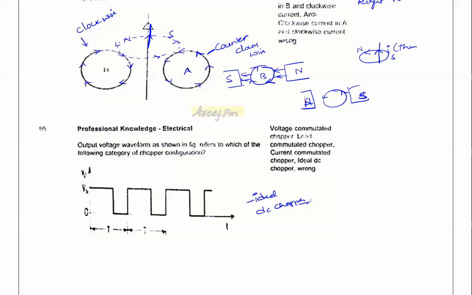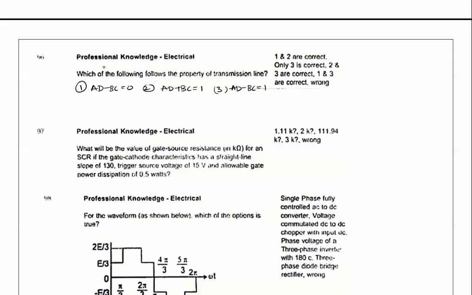So ideal chopper. The next question is which of the following follows the property of transmission line? So transmission means it's a reciprocity. They are asking for reciprocity theorem. So in transmission lines it is AD minus BC is equal to 1, which is true. So only 3 is a correct option here.